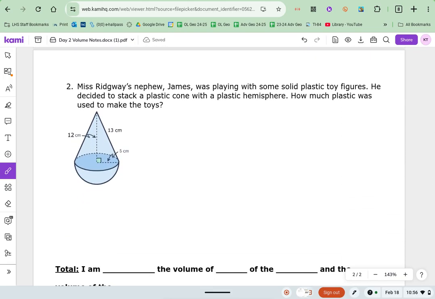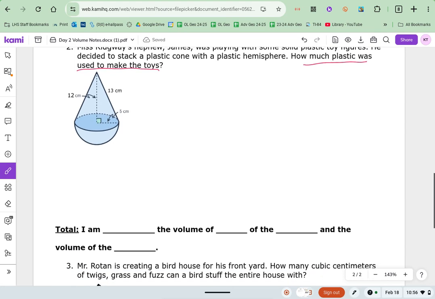Okay, next one. So number 2, we have Miss Ridgway's nephew James playing with some solid plastic toy figures. He decided to stack a plastic cone with a plastic hemisphere. How much plastic was used to make the toy? We know this is a volume problem because it's asking how much plastic was used, so that's how much space was filled up with plastic. We have two different shapes being stuck together, so this is going to be adding.